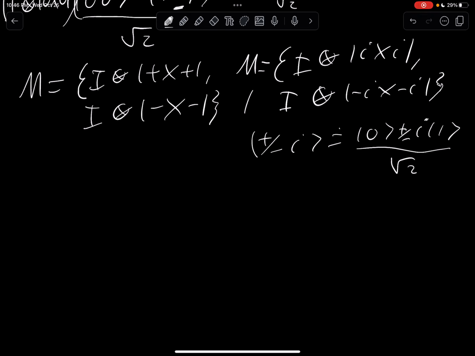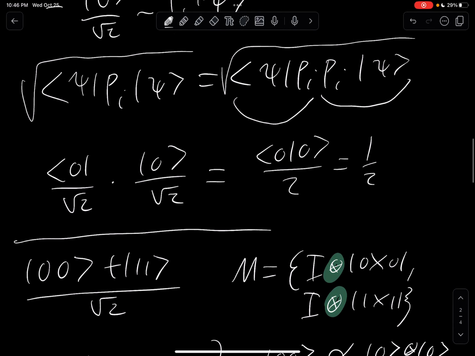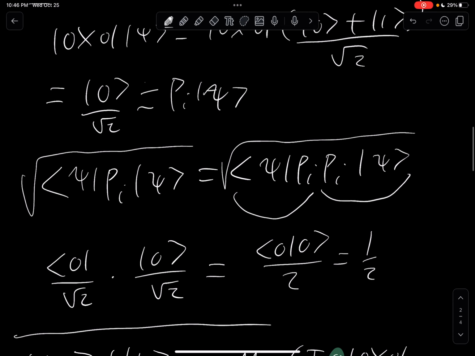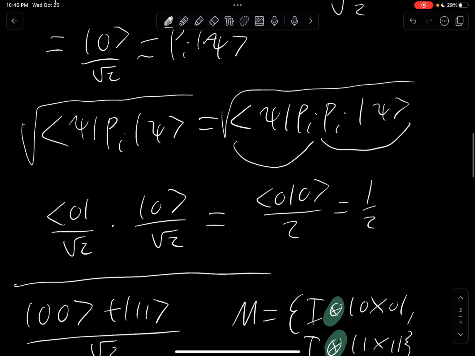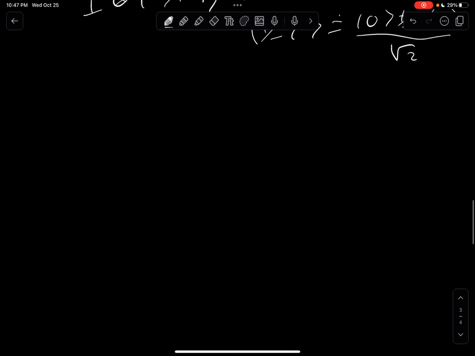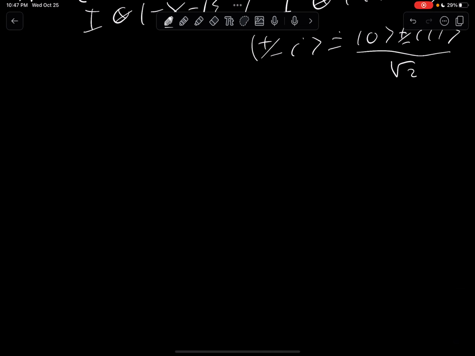Okay, let's see if we can solve this normalization constant. Let's have a quick look. Let's try to see if we can do it on the spot. So if our post-measurement state is pi applied to psi, up to normalization, then we want this to be normalized.